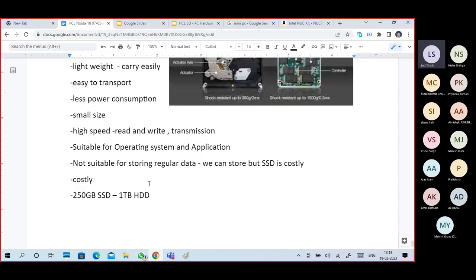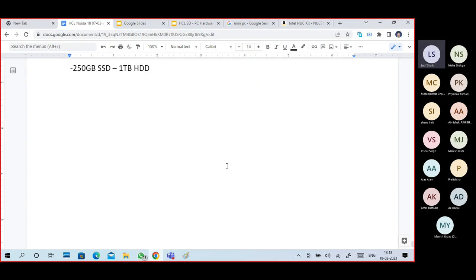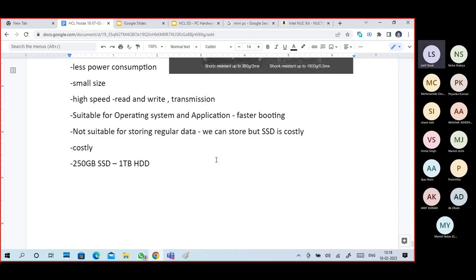It is suitable for the operating system because you will get faster booting. You get faster booting and faster application loading.